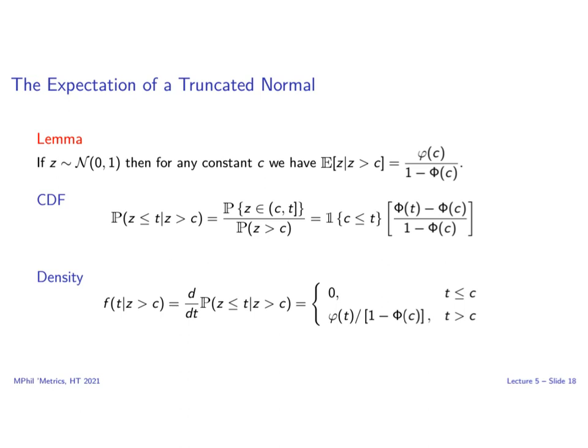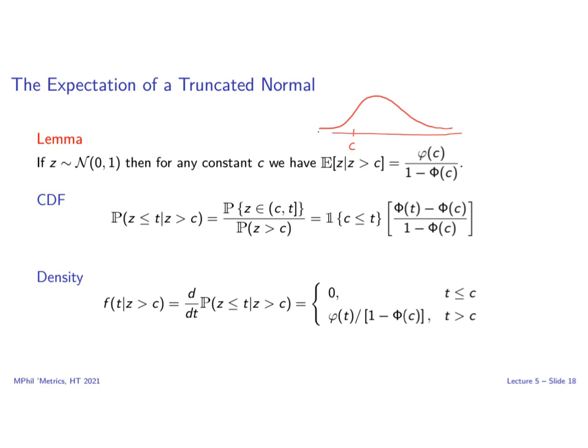In this video, we prove a result for truncated normal distributions that features in our proof of lemma 2 from the Heckman selection model. The lemma is as follows. Suppose that z is a standard normal random variable and c is some finite constant. Then the expectation of z, given that z is greater than c, is equal to little phi of c divided by 1 minus capital Phi of c.